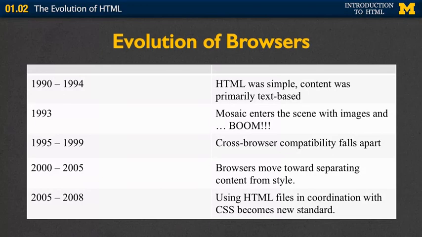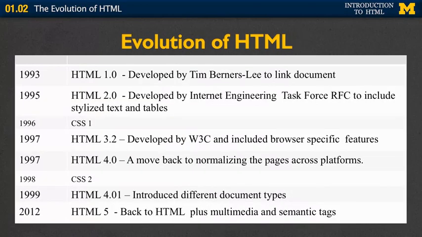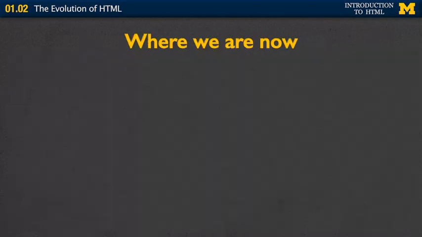So as the browsers evolved, so too did HTML. The way it tends to work in most computer science and technology fields is that it's the coders and the developers who push the standards. So as coders learned that there were more and more things they wanted the ability to do, it's the browser's job to keep up. So where are we now?